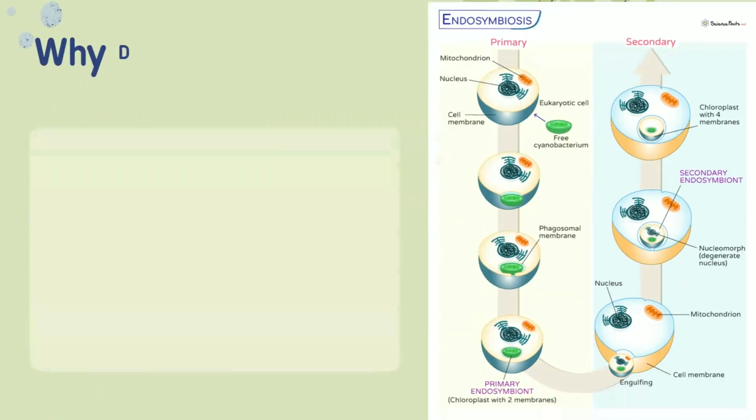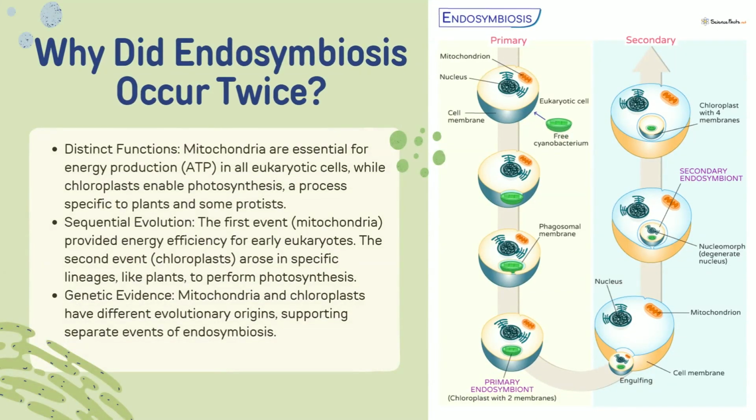Now you might wonder, why did this process happen twice? Well, the answer lies in the distinct functions of mitochondria and chloroplasts. Mitochondria are involved in energy production in all eukaryotic cells, whereas chloroplasts are responsible for photosynthesis, a process specific to plants and some protists. These events occur sequentially because the first endosymbiotic event provided the early eukaryote with a more efficient way to generate energy in an oxygen-rich environment. The second event gave rise to chloroplasts, which enable cells to use sunlight to generate energy.